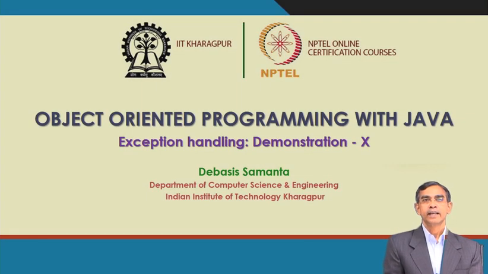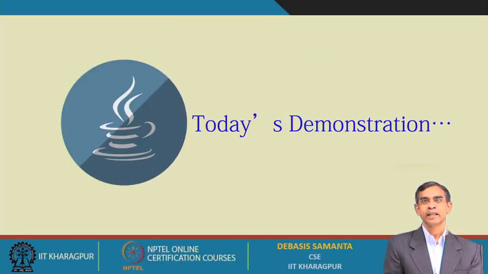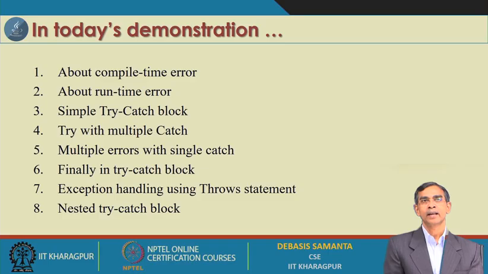So, let us have the demonstration regarding the exception handling mechanism in Java, and today's demonstration includes mainly the compile time errors, and then what the runtime errors are, and then how the exception handling mechanism can be achieved by means of a simple try catch block, try with multiple catch, then multiple errors with a single catch, and there is another block that can be added with the try catch called the finally.